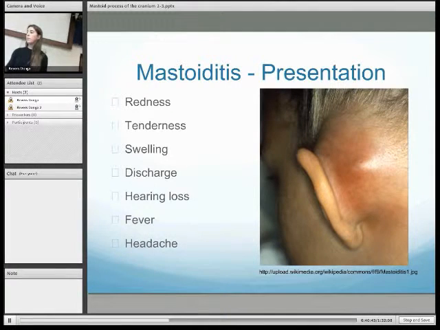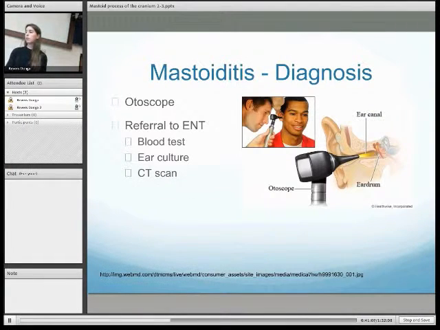You can see it there in that picture, so it's red, tender, swollen behind the ear. If the tympanic membrane's ruptured, you'll get a discharge from it. There's a hearing loss, which is conductive, so as Liam mentioned, with a conductive hearing loss you'll get a negative Rinne's test, and on Weber's test you'll find that they hear it louder in the affected ear. They also have a fever and a headache. On otoscope exam, if they've got a ruptured tympanic membrane, you'd be able to see that, and you'd also see redness and swelling.